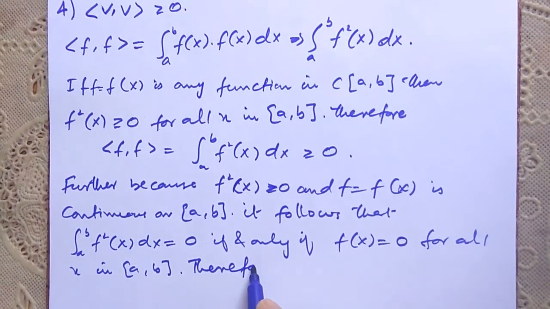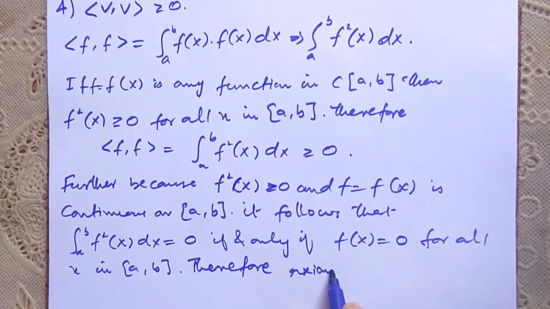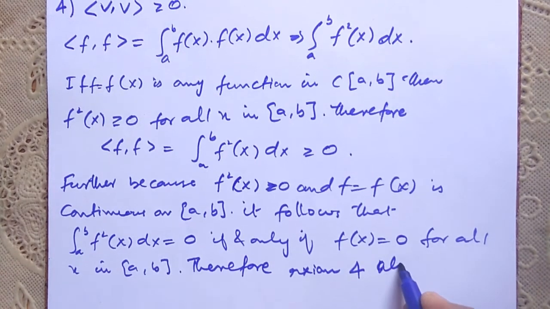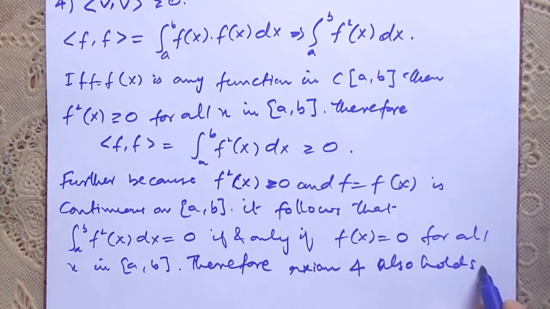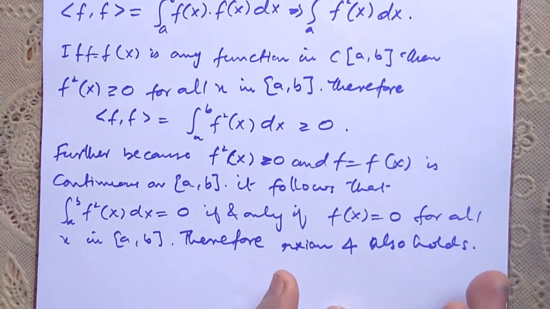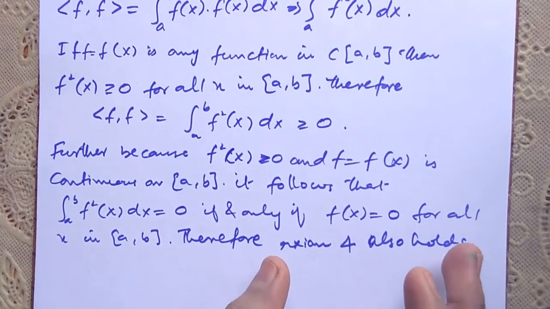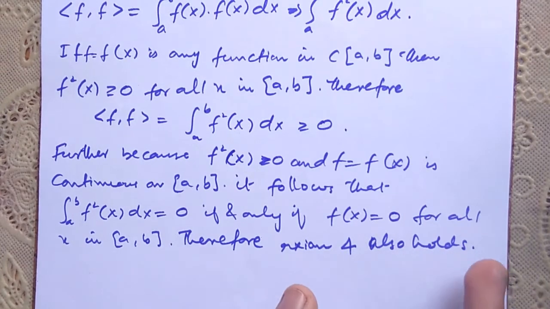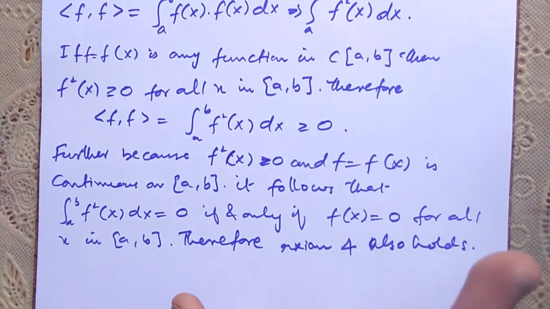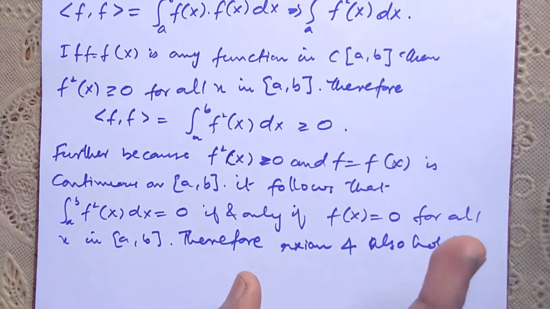Therefore axiom 4 also holds. Meaning you have proved that the integral from a to b of the square of the function must be greater than or equal to 0. And you know that there is no number whose square is 0 except 0 itself. So the positivity axiom also holds for this formula.